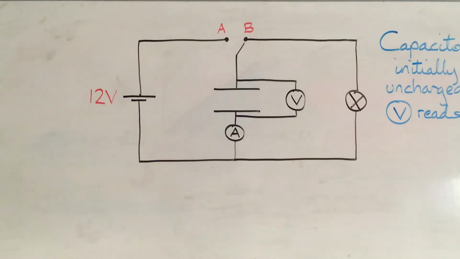I'm going to be taking you through the 4 graphs for both charging and discharging a capacitor. Now, centre there is the capacitor that we're going to be charging and discharging. I've drawn a circuit in such a way that I've got a switch at the top that can be positioned at A to charge the capacitor or B to discharge the capacitor. Now at the moment it's at B, and I'm stating that the capacitor is initially uncharged and therefore the voltmeter will read 0.